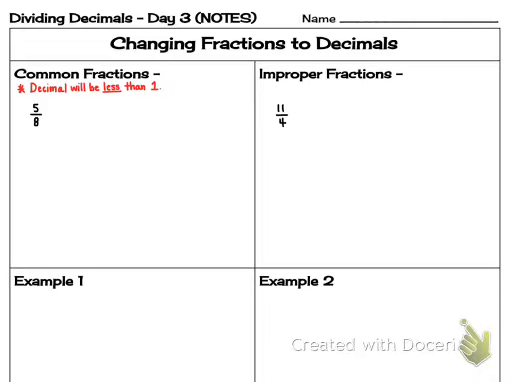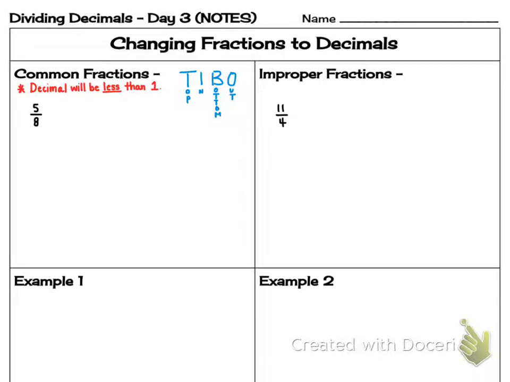We know that fractions are division problems, so to change a fraction to a decimal, we're going to use Tae-Bo. Remember, Tae-Bo stands for top in, bottom out. So you're putting the top number inside your division symbol and your bottom number outside the division symbol. This is going to be the same for both common fractions and improper fractions.